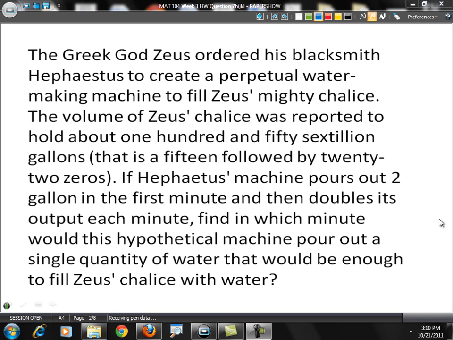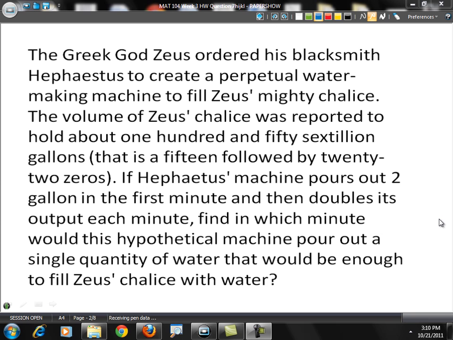this Greek god Zeus gets a blacksmith to make a machine. And here's what the machine does. It pours out 2 gallons in the first minute, and then it doubles each minute. And then the question asks, in what minute interval? It says, find in which minute would this hypothetical machine pour out a single quantity of water. So which minute interval will have enough to fill up Zeus's cup?